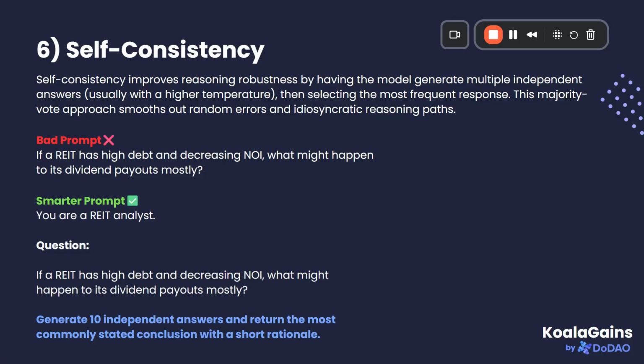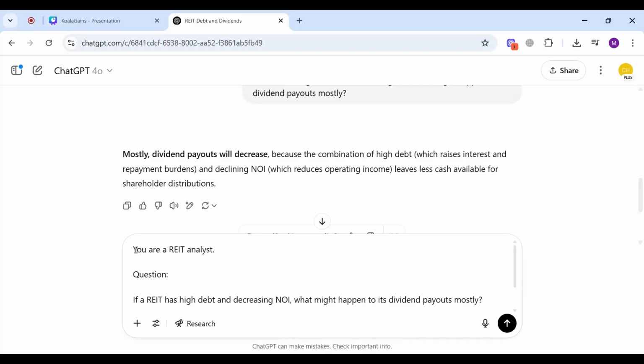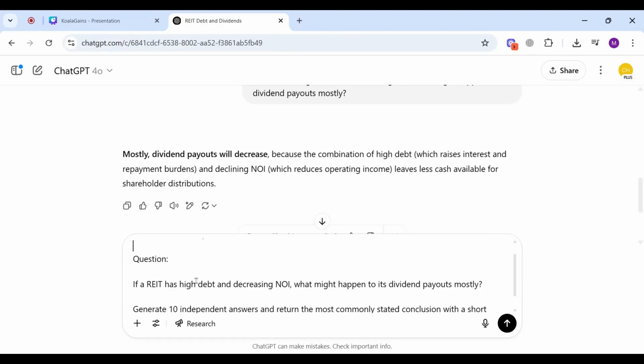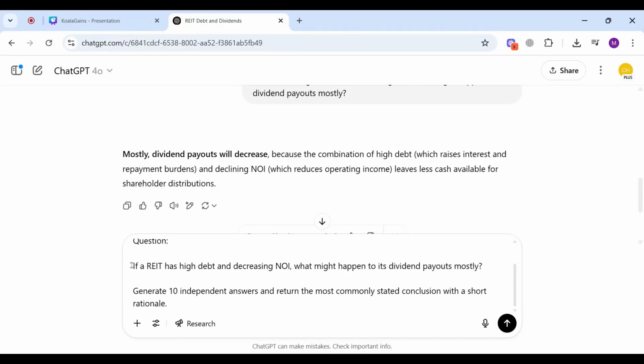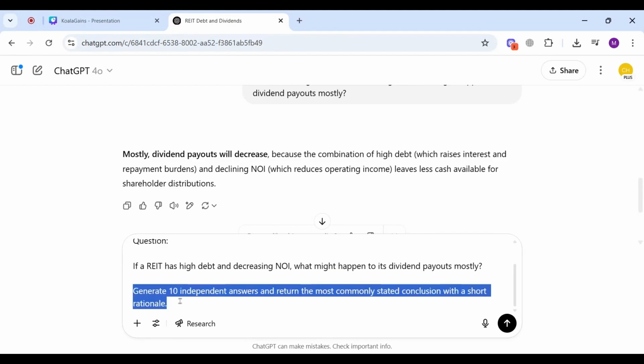I started the problem by saying you are a REIT analyst. This will definitely bring in domain expertise. I quoted the same question that I want to know the answer of, and in the end, I'm asking it to use self-consistency. Let's see how I'm asking it to use self-consistency. I'm asking it to generate 10 independent answers and give me the most common conclusion with a short summary.